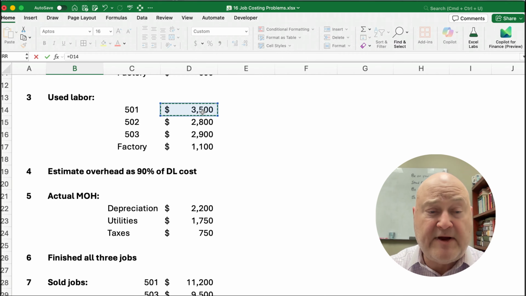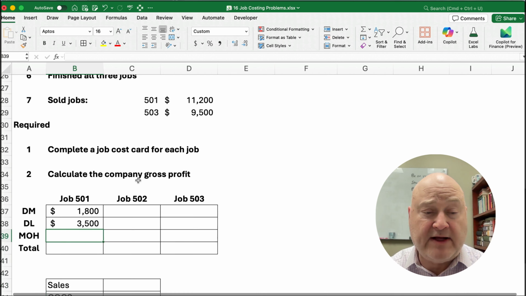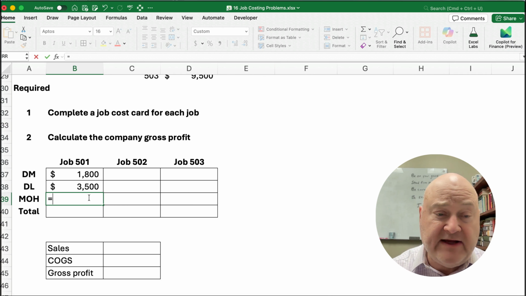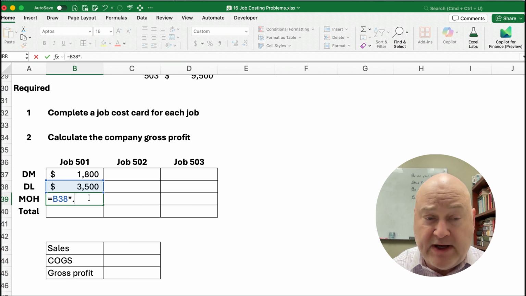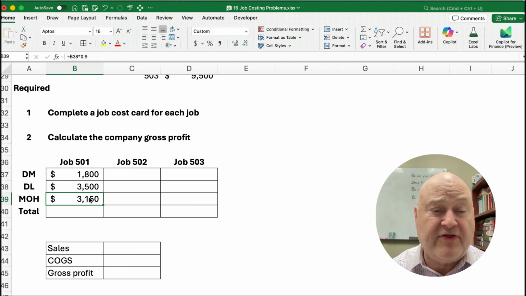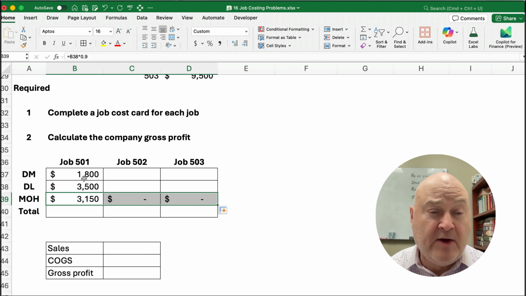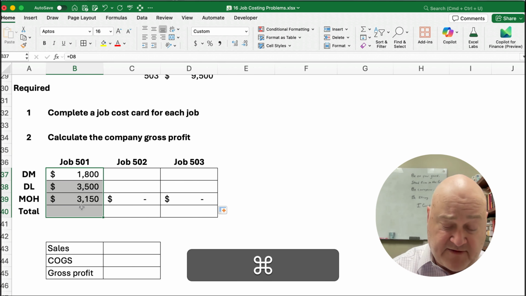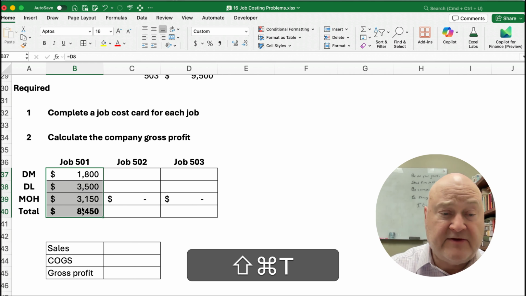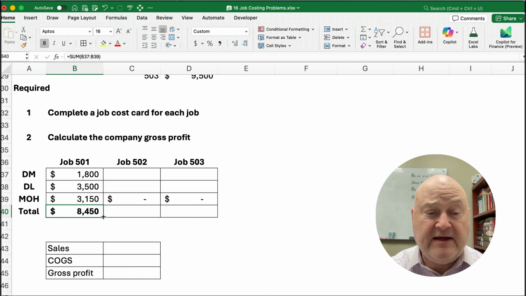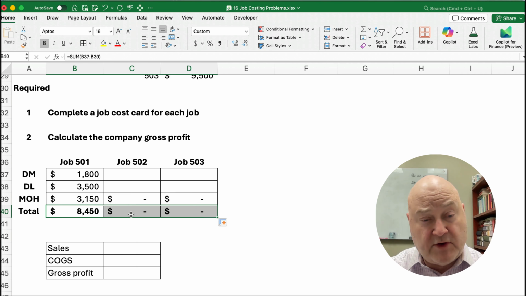And remember, we're estimating overhead as 90% of our direct labor costs. So we're going to take the preceding $3,500 times 0.9, and that gives us $3,150. So we can go ahead and copy that across. Whatever we drop in for direct labor, it's going to add that up. We also can add the total here for job 501. That's $8,450, and then we can go all the way across, and we're going to total that as we drop in the new numbers.